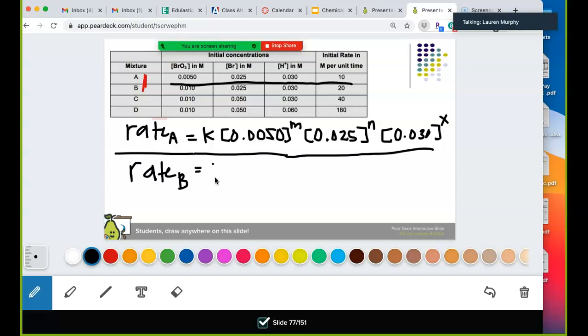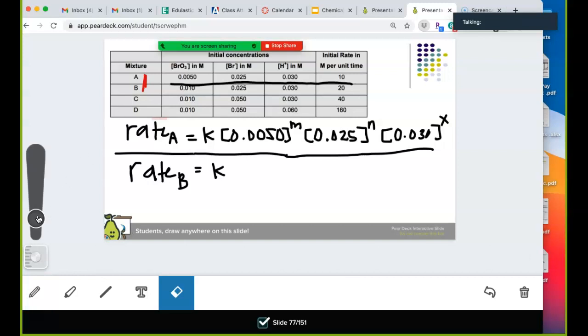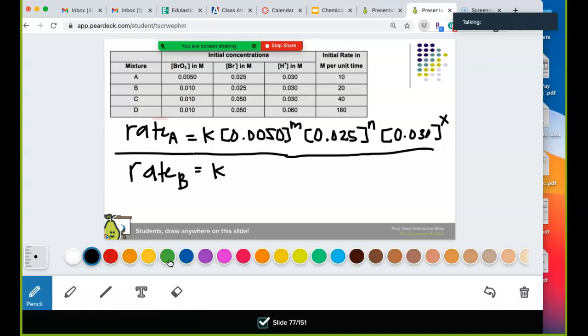Well, rate equals K. Now for B, I'm going to use all of the data for B. Notice that these are only reactants, right? Because rate laws have reactants in them. So this is bromate again. This is bromide again. This is hydrogen ion again.